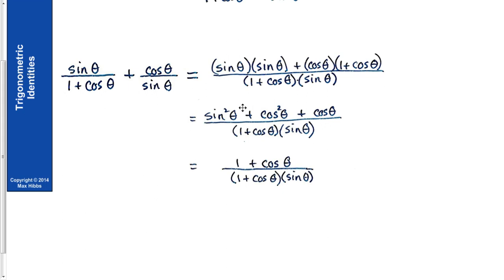So, as I said, replace sine squared theta plus cosine squared theta with 1. So I have 1 plus cosine theta. And it's good that we didn't multiply out the denominator, because now we notice we have a 1 plus cosine theta factor in the numerator and also in the denominator, so that will reduce, won't it? We can cancel, we say. So we'll be left with a factor of 1 in the numerator.